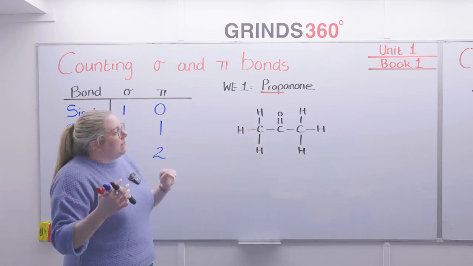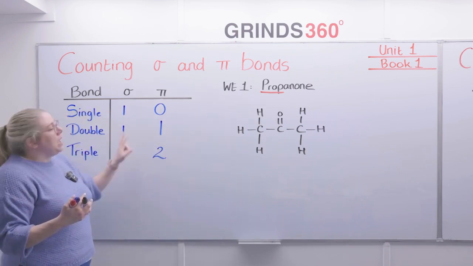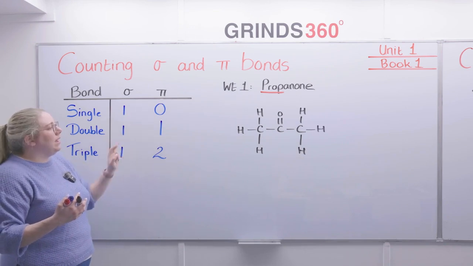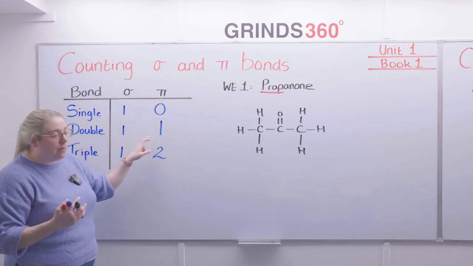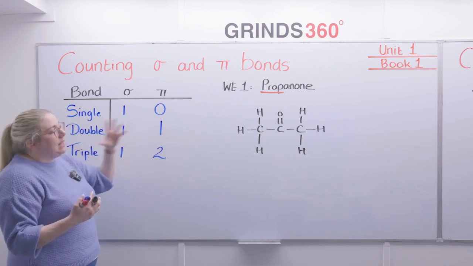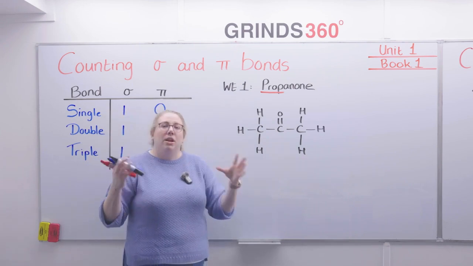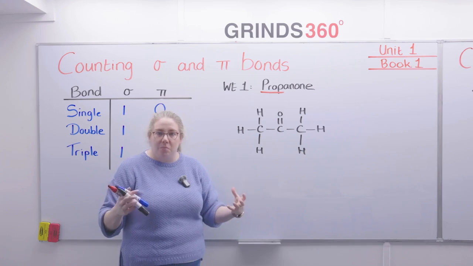Now here, you have to count the number of sigma and pi, and that's where this table comes in handy. Anywhere where you have a single bond, that is 1 sigma and no pi. A double bond is 1 sigma and 1 pi. Don't forget the pi. And a triple bond will be 1 sigma and 2 pi. Now for this is where those of you who are stationery addicts like me, you're going to be in your element here. I want you to use a different colored highlighter for the different types of bonds.